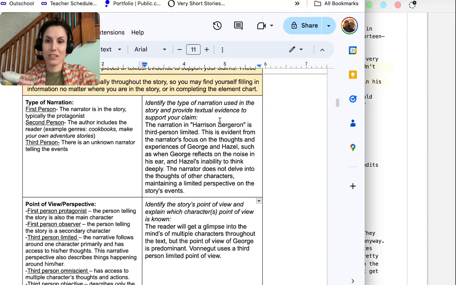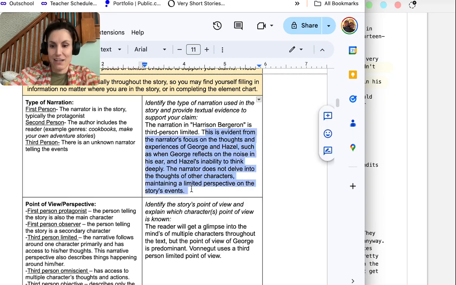So we will break down some of our literary elements used by Kurt Vonnegut in Harrison Bergeron. For a type of narration, we can say it is third person narrator. This is evident from the narrator's focus on the thoughts and experiences of Hazel, such as when George reflects on the noise in his ear and Hazel's inability to think deeply.